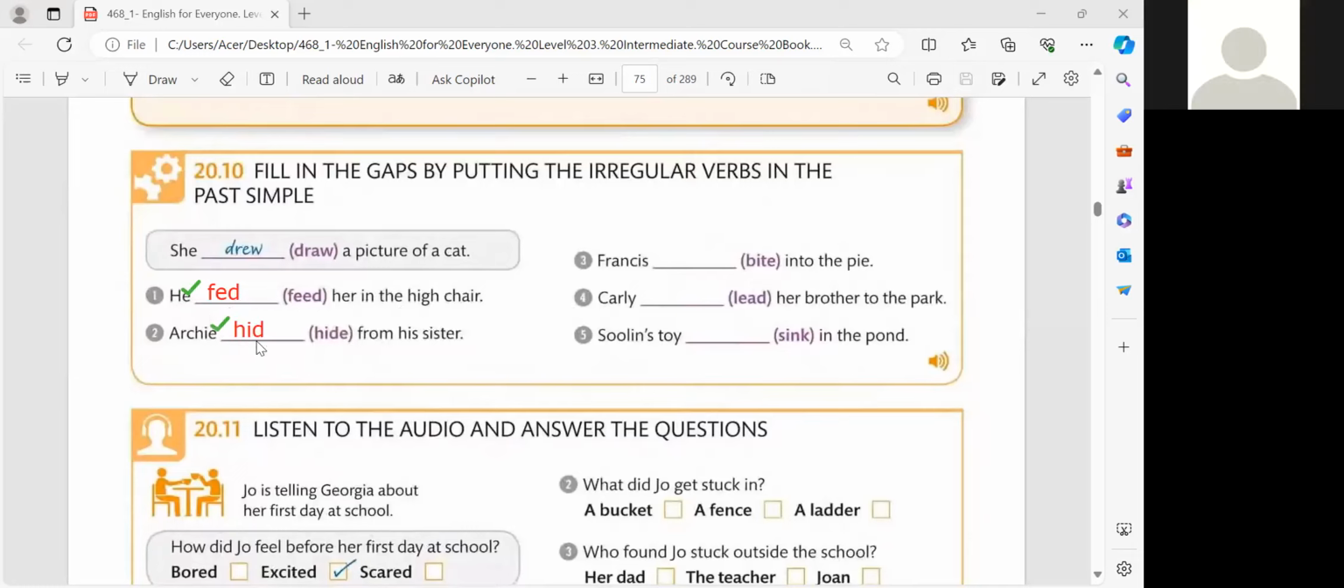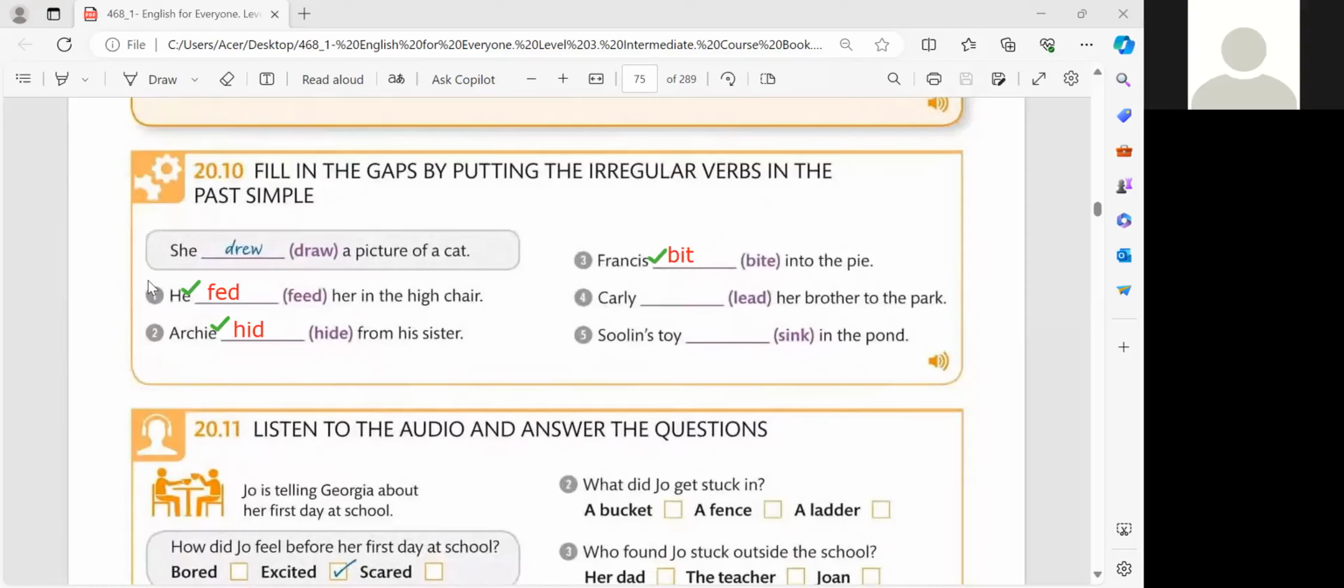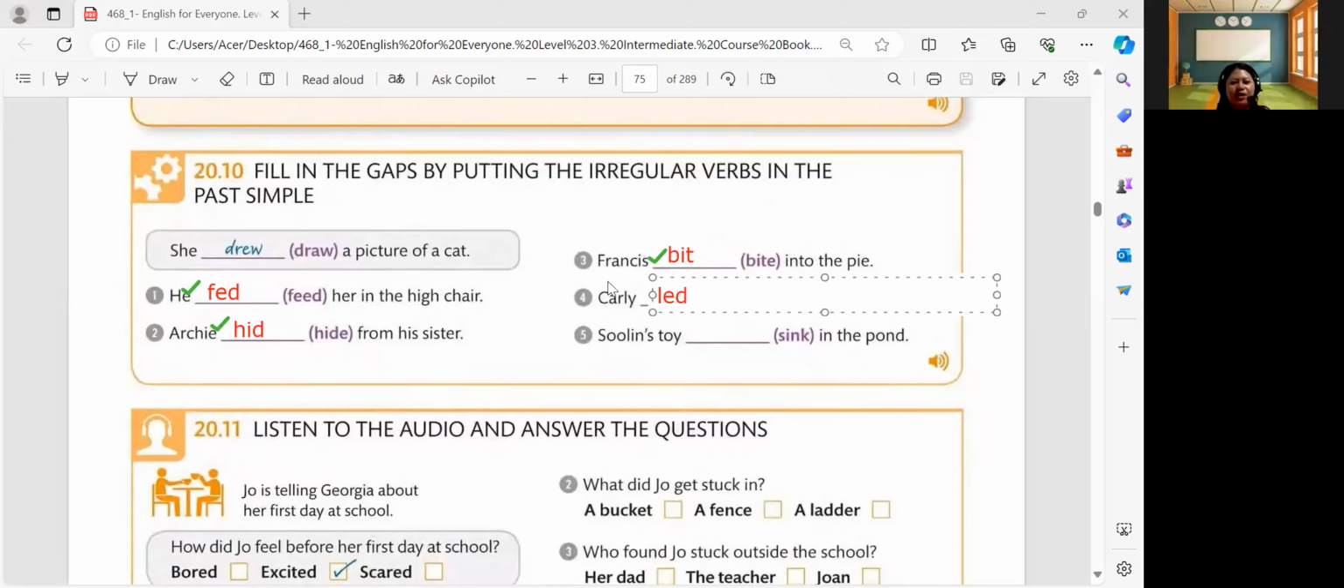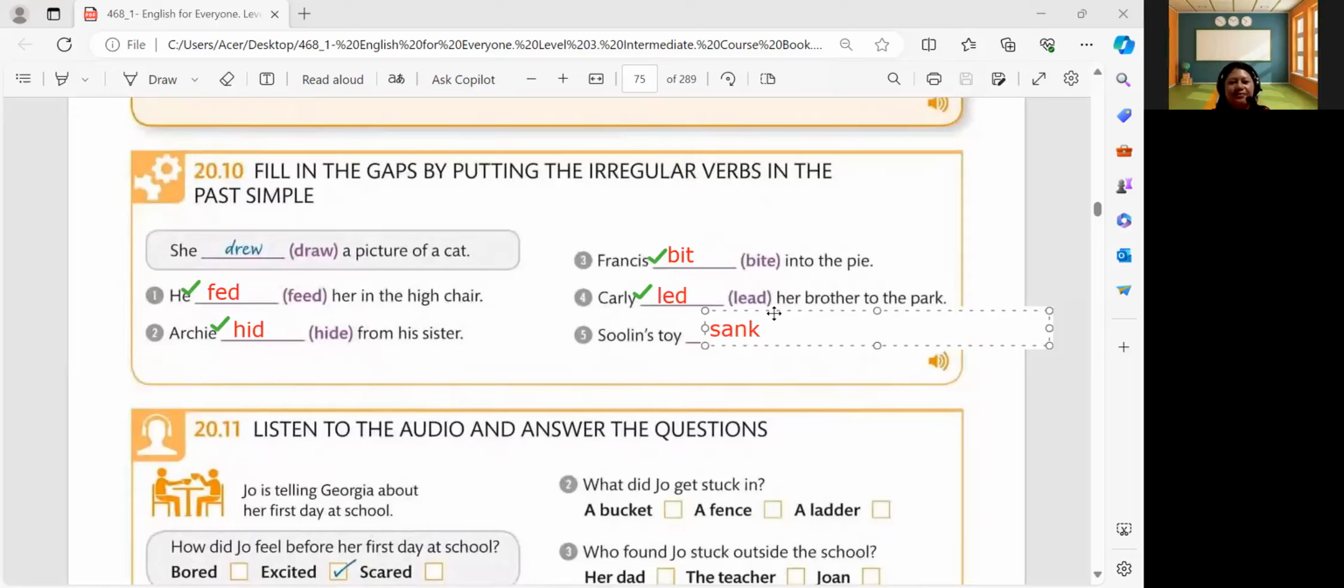All right, number three. Francis bite into the pie. The correct answer will be: Francis bit into the pie. Correct. Number four. Carly led her brother to the park. The answer is: Carly led her brother to the park. Correct. How about the last one, number five? Solin's toy sink in the pond. So the correct answer will be: Solin's toy sank in the pond. Okay, it's sank. Very good.